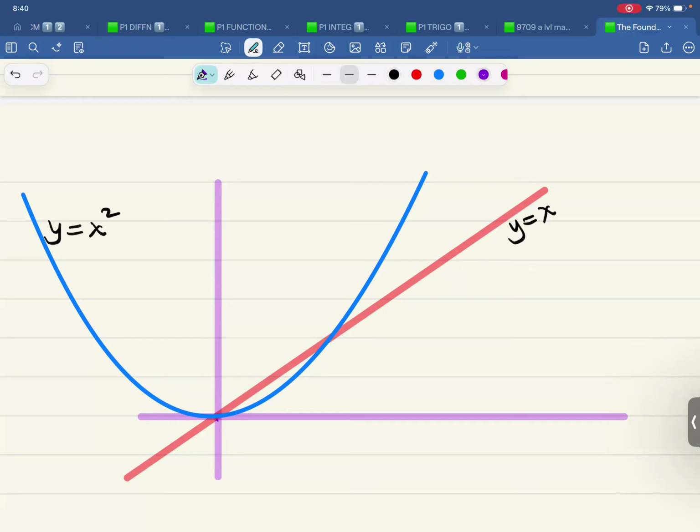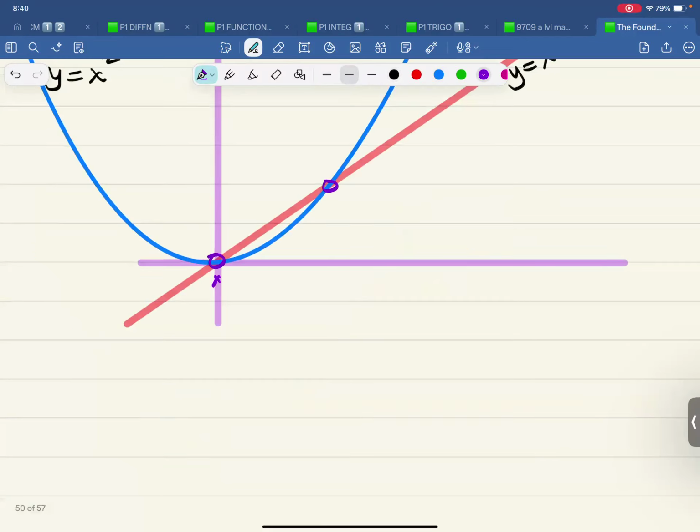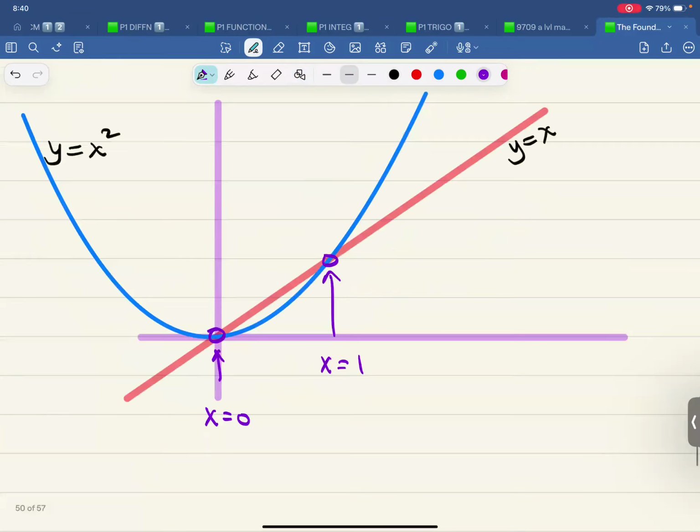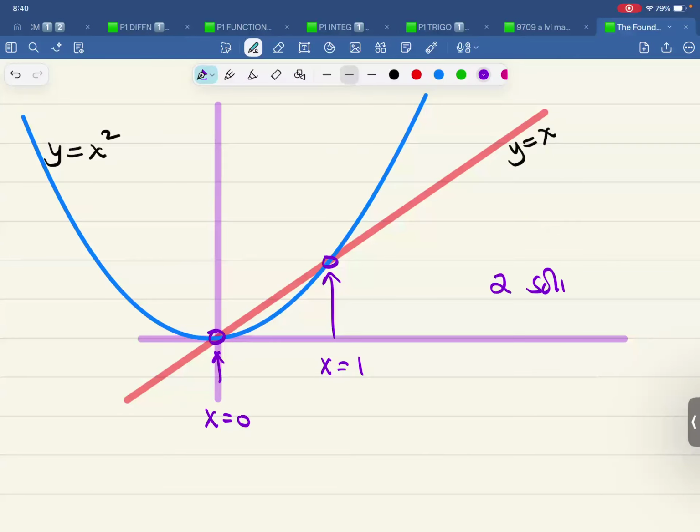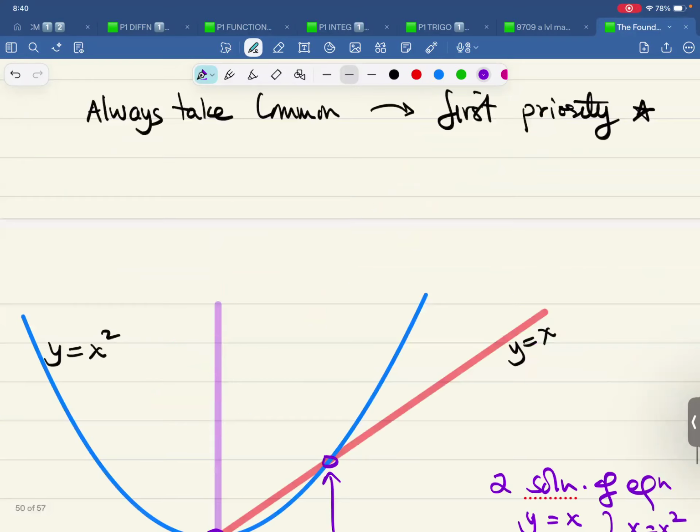How many points of intersection do you see? This is one point. This is the other. This is the value x equals 0. This is the value x equals 1. Got the idea? So we can see from the graph that there are two solutions of this equation, y equals x, y equals x squared. So this becomes x equals x squared. There are two solutions. Therefore, taking common is correct.